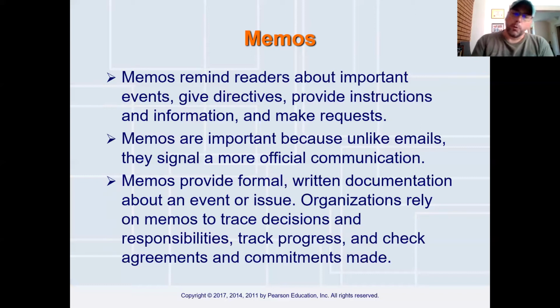Memos also provide a formal written documentation about the event or issues, just like we just talked about. Organizations rely on memos to trace decisions, responsibilities, and track progress and check agreements and commitments made. So you can think of a memo quite literally as a binding contract that once it is emailed, once it's sent, it becomes law. So if you've made a commitment within a memo, be prepared that that could be used. So always plan accordingly when you're writing your memo. It's also very good advice to get a second set of eyes on your memo.